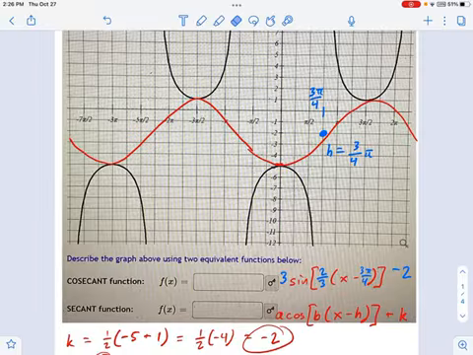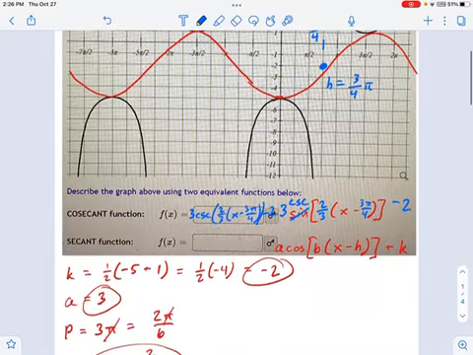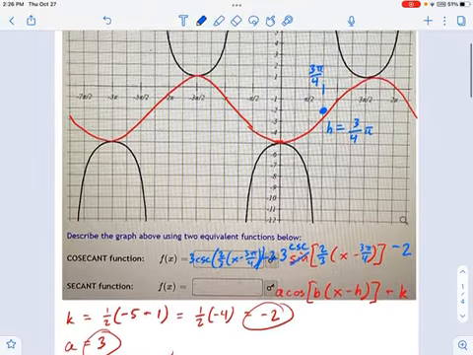Now I said all that's different about the black curves that we're trying to model and the red curve that I drew is we scribble out sine and we replace it with its reciprocal, cosecant. So there's our equation. It's 3 cosecant of 2/3 x minus 3 pi over 4 minus 2. Okay, and that's it.